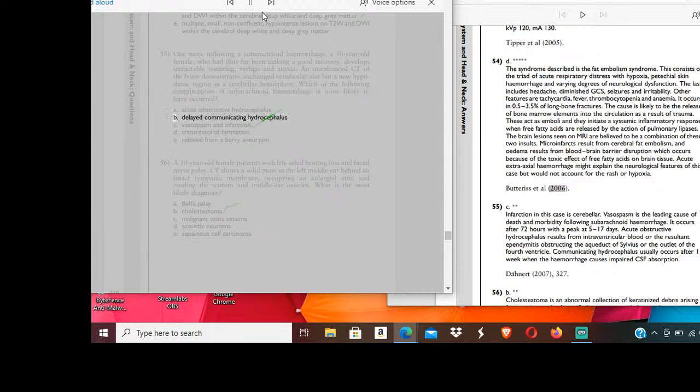A. Acute obstructive hydrocephalus. B. Delayed communicating hydrocephalus. C. Vasospasm and infarction. D. Transtentorial herniation. E. Rebleed from a berry aneurysm.